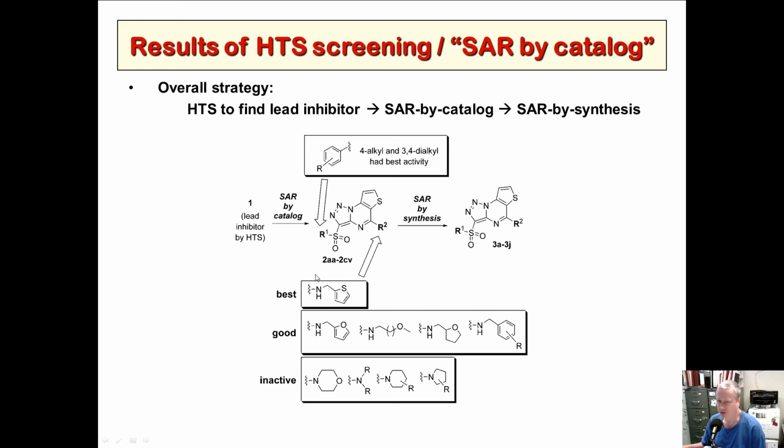just by purchasing. Purchasing is really easy. It's much faster to buy stuff than make it, right? So by doing that, we looked at a lot of different analogs of the lead compound and figured out what's good and what's bad for activity.